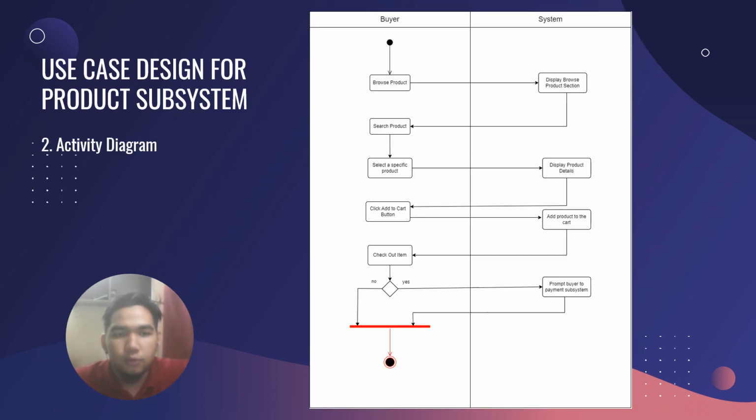So now we move to the product subsystem activity diagram. This activity will initiate at the buyer session, where the buyer will browse and search the product that they want to buy, and the system will display the product section and the detail of the product when the user selects a specific product. Then the user will add the product to the cart by clicking the add to cart button, and then the product will be added to the cart, and the user will check out. If they want to check out the item, the system will prompt them to the payment system, and if not, the subsystem will end there.